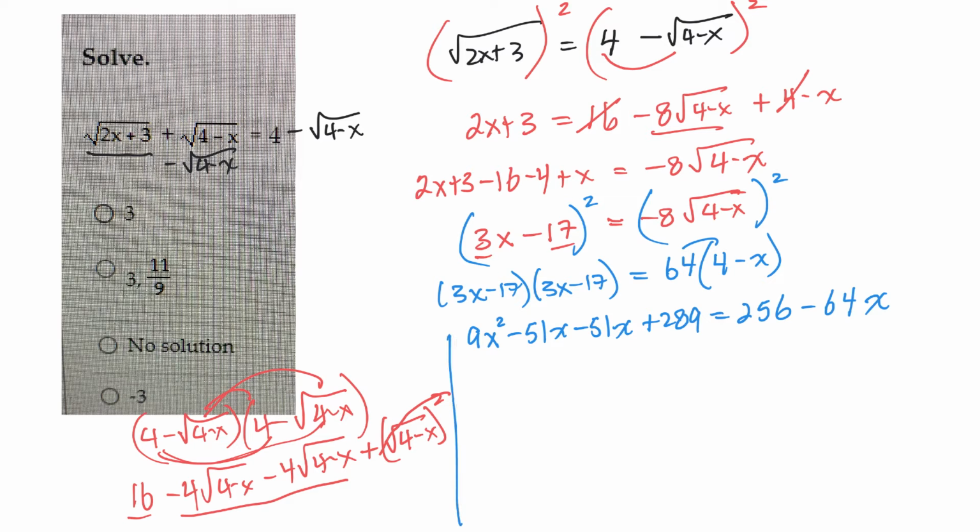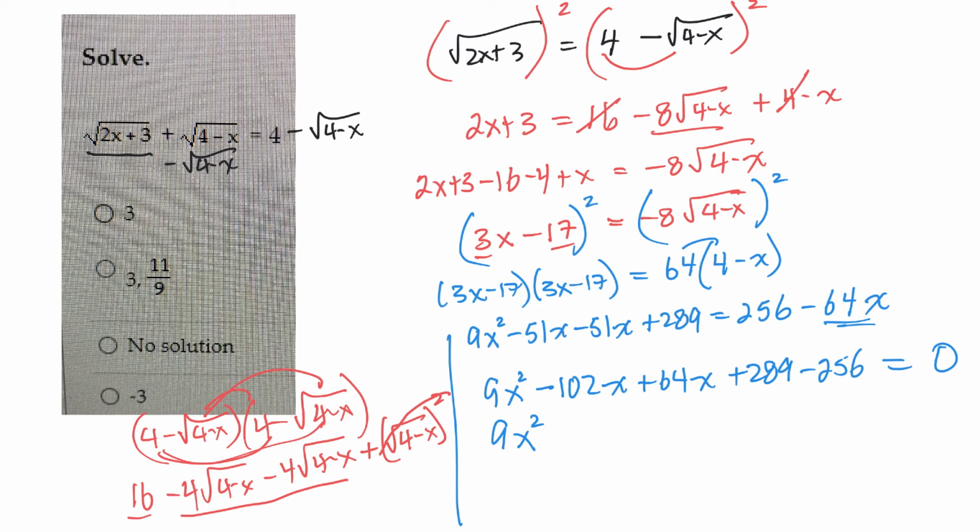Big numbers. Okay, so it's a quadratic, so I have to get everything on one side. Minus 51 and minus 51 would be negative 102x. And then let's bring this over. So it'll be plus 64x on this side, plus 289, and then minus 256 is equal to 0. Let me just check, make sure I did everything right there. Yep. Okay, so 9x squared, minus 102 and 64, that would be 38, I think. Negative 38x, I'm hoping. 289 and 256, that'd be 33. Plus 33 equals 0.